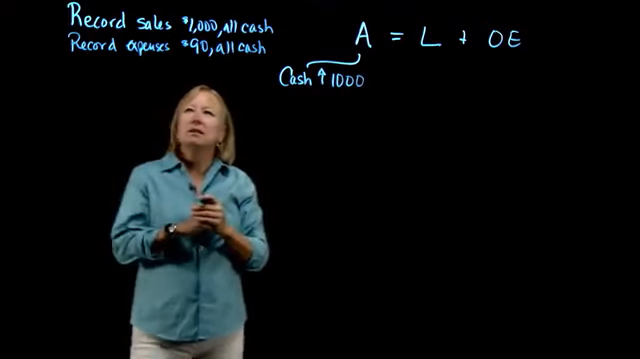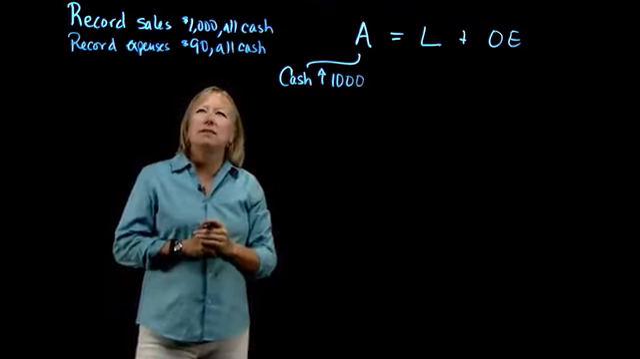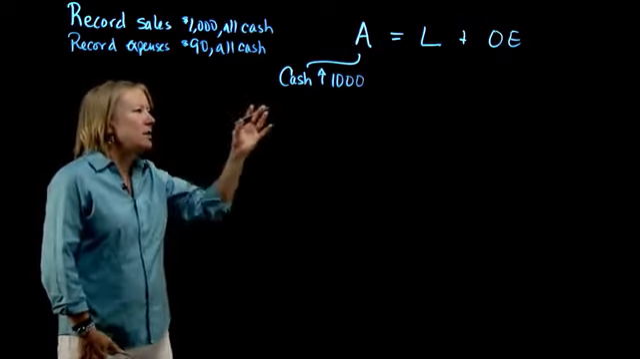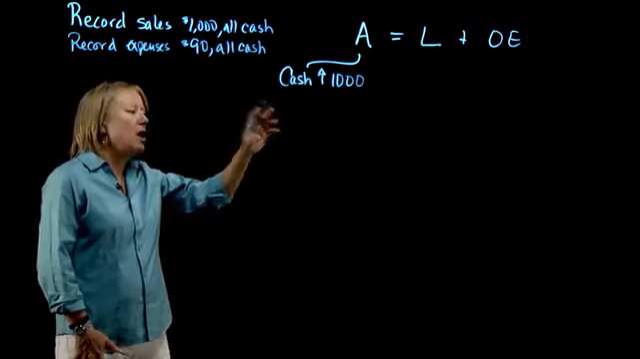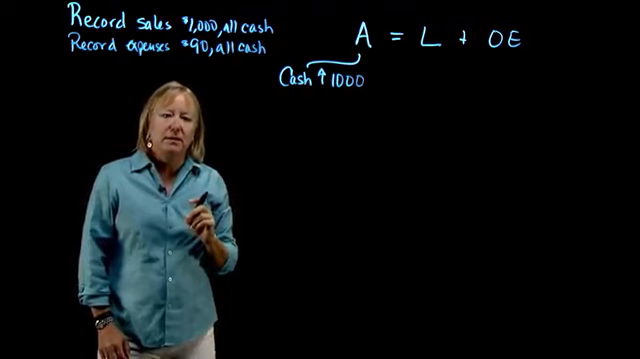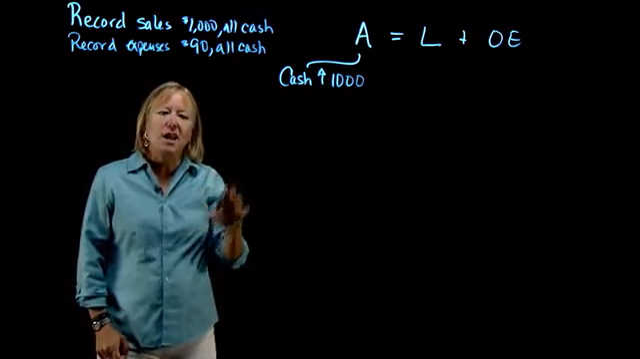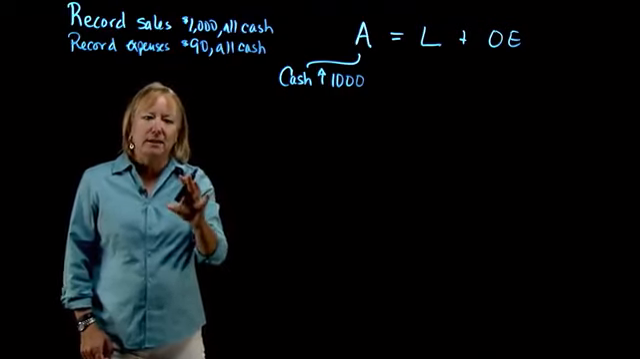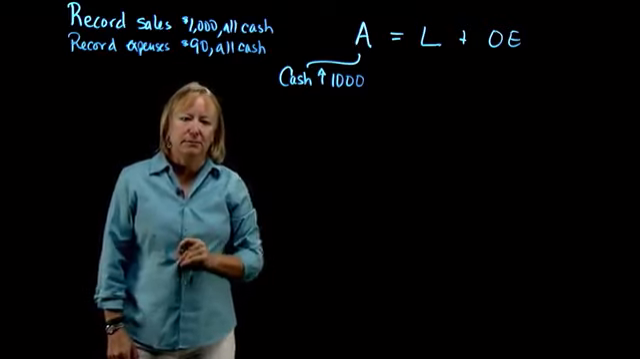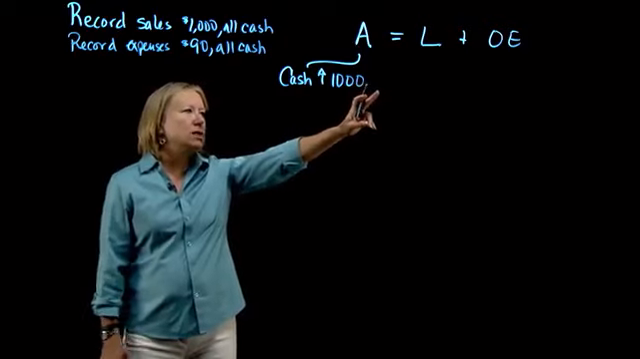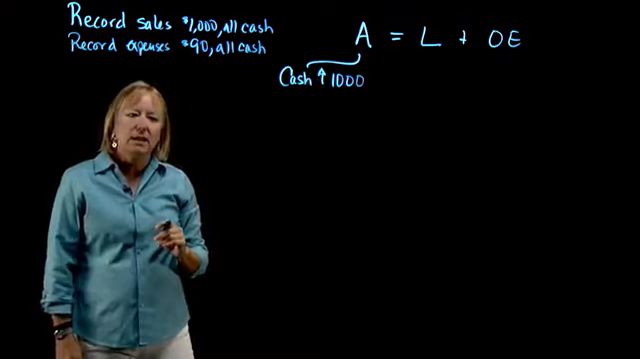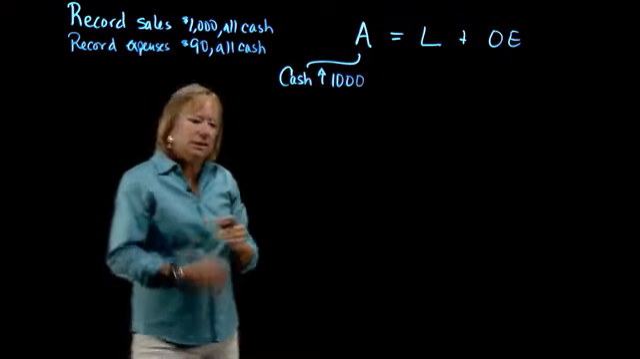But what about the other part of this entry, sales? I don't see anything here that says revenues or sales. Oh, but recall that when we looked at the income statement, we learned that revenues are increases in owner's equity as a result of making sales to customers. Increases in owner's equity. So what account in owner's equity do revenues increase?